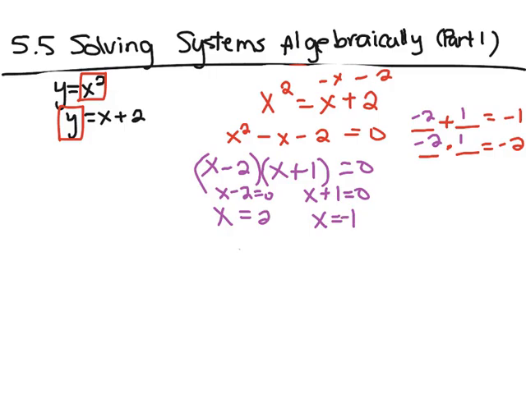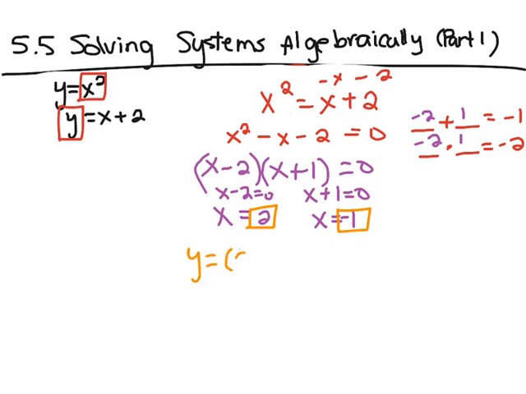Now, because we have a quadratic and a line that cross at 2 and negative 1, we know that this line is going to cross the quadratic 2 times. That's just a quick little sketch. So we're going to have two possible answers. So we're going to substitute both of our x values in to find our solution.